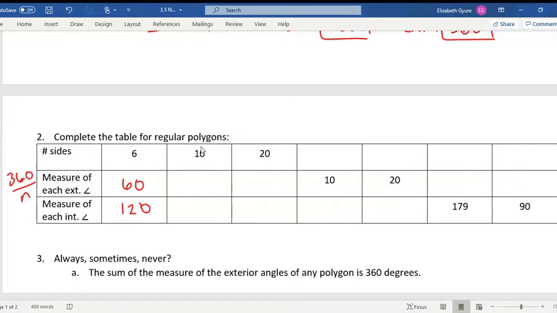Then for 10, 360 divided by 10 is 36. And then for your interior angle, 180 minus 36 is 144. Then if you have 20 sides, 360 divided by 20 is 18. And for your interior angle, 180 minus 18 is 162.